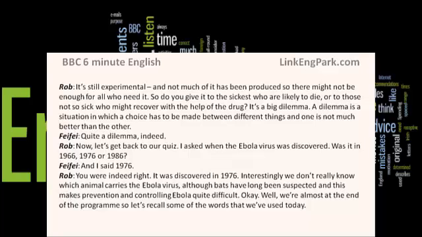Quite a dilemma indeed. Now, let's get back to our quiz. I asked you when the Ebola virus was discovered. Was it in 1966, 1976 or 1986? And I said 1976. You were indeed right. It was discovered in 1976. Interestingly, we don't really know which animal carries the Ebola virus, although bats have long been suspected, and this makes prevention and controlling Ebola quite difficult.